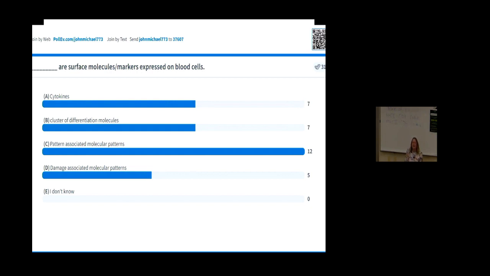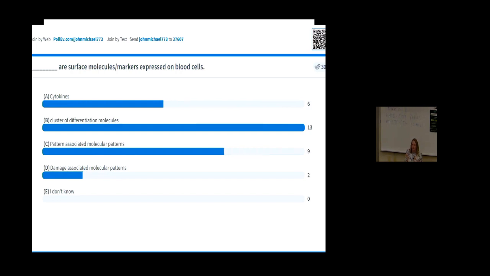Damage-associated molecular patterns, those are secreted. Those are reactions to an infection. Those would be things like cytokines and histamines. And then clusters of differentiation, or CD molecules, those are what differentiate each blood cell. Every blood cell has its own CD marker, a CD protein. And there are more CD markers than there are blood clotting steps. Okay, you probably haven't learned clotting.